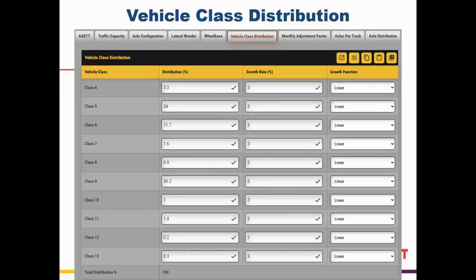The vehicle class distribution is how the 10 different vehicle classes are broken out.